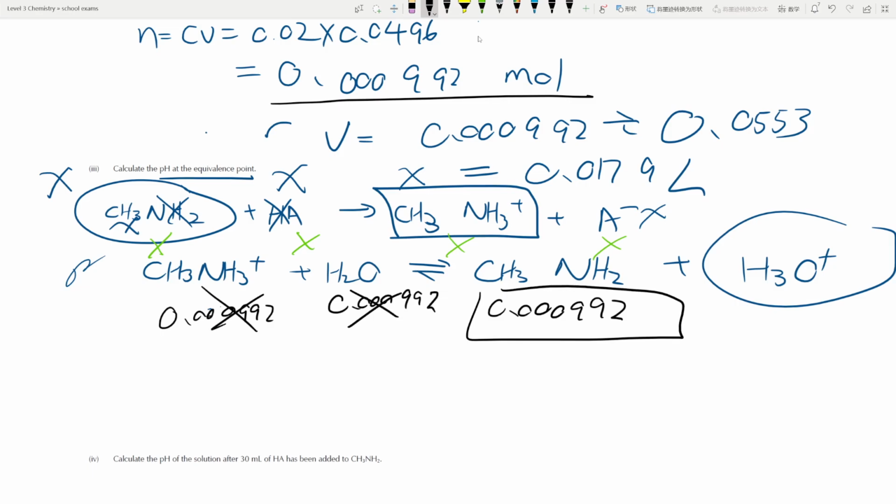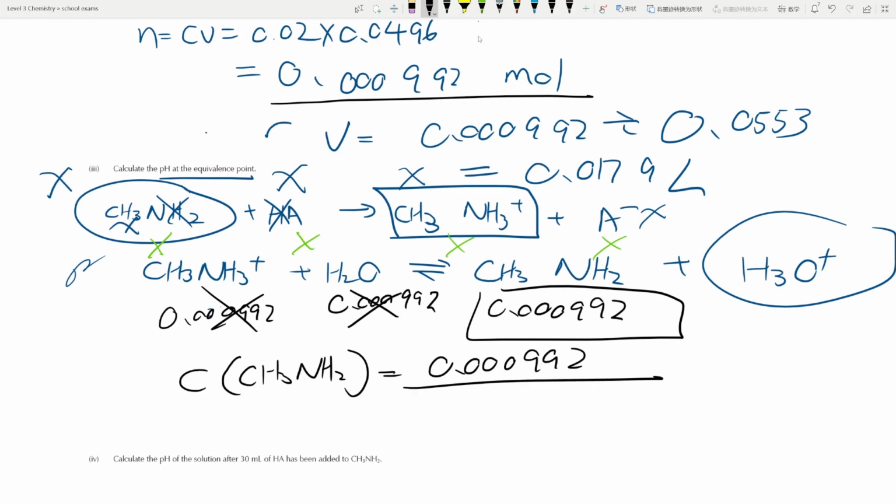So that means my concentration for CH3NH2 is going to be the mole that we just got from previous calculations divided by the total volume. So we had 20 mL from the pipette in the flask, plus the 17.9 mL from the burette.